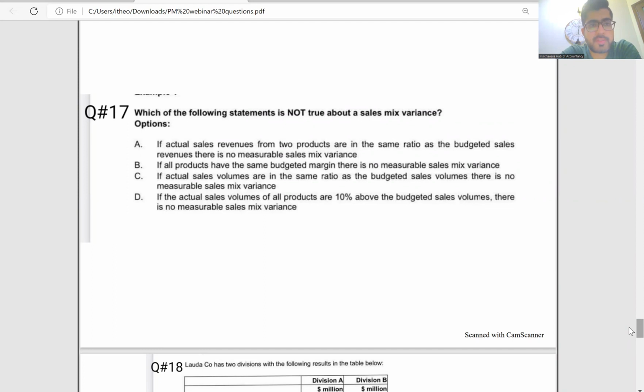Okay, MCQ number 17. Which of the following statements is not true about sales mix variance? If actual revenues from two products are in the same ratio as budgeted sales revenues, there is no measurable mix variance. I think this statement is not true. What is the comparison of sales mix variance?